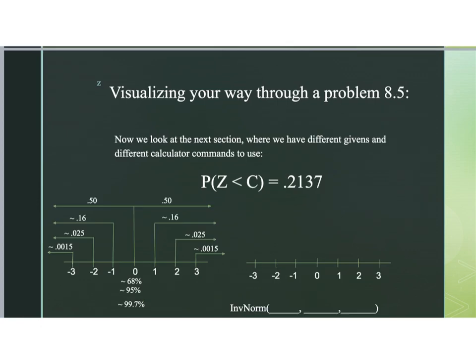Now move into the next section. We learn another function on our calculator, that is the invert norm function. And this essentially does the opposite of what the normal CDF does. Instead of putting a boundary, we enter our area to the left here, and it always has to be the area to the left of the value you're after. Then we enter the mean, and we enter the standard deviation of the data set, which of course for Z, if you're working with Z, is always 0 and 1.